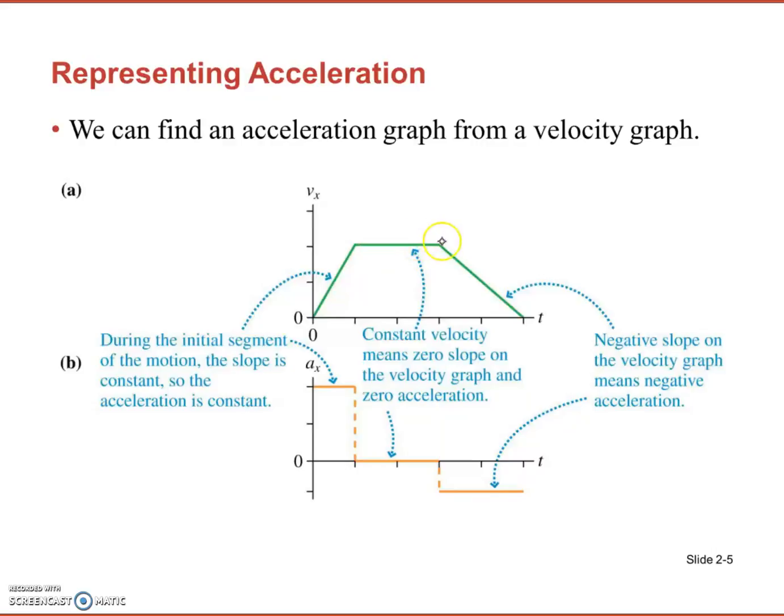In the next portion of time, our velocity is unchanging. What is the acceleration when our velocity doesn't change? The acceleration must be 0. Constant velocity means 0 acceleration. Here we see 0 acceleration. Then our velocity decreases. It goes back to 0. We have a negative slope here. That corresponds to a negative acceleration. And we're going to discuss more what negative acceleration means because it is a little bit ambiguous.